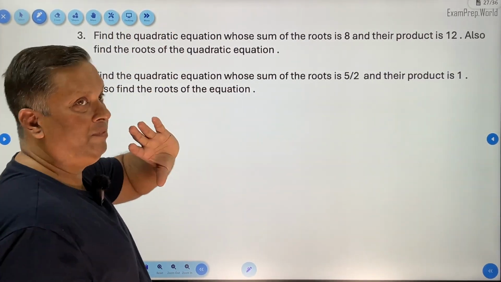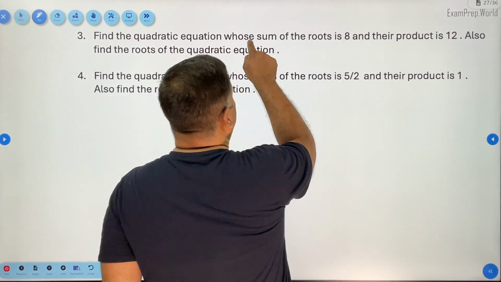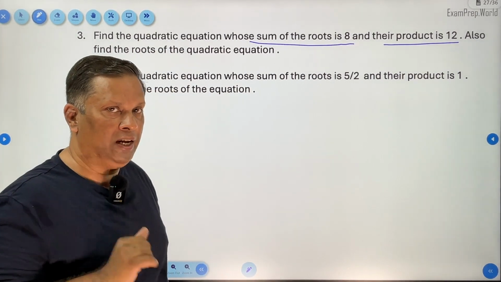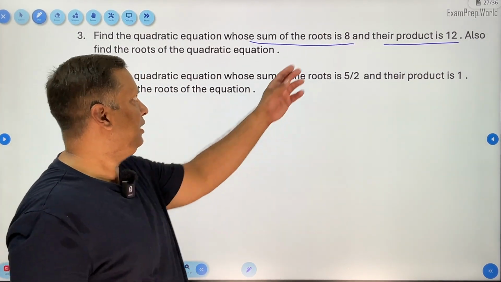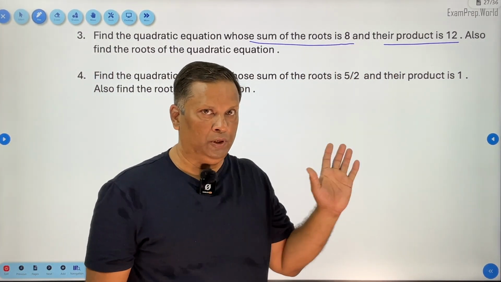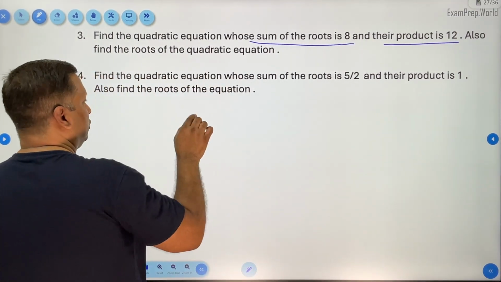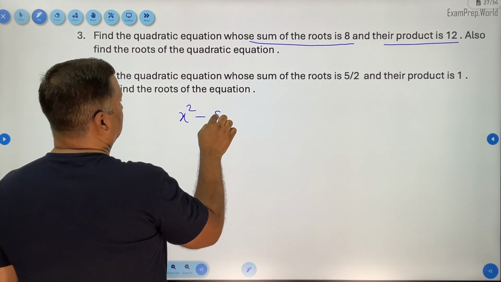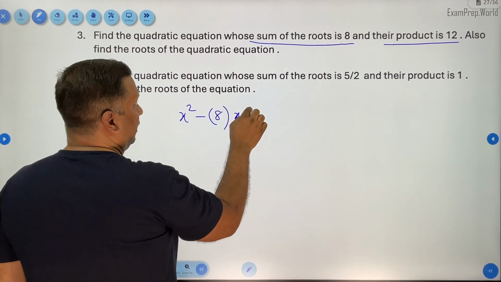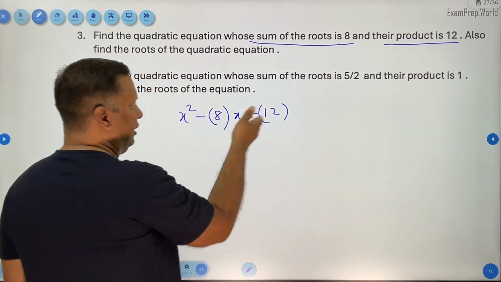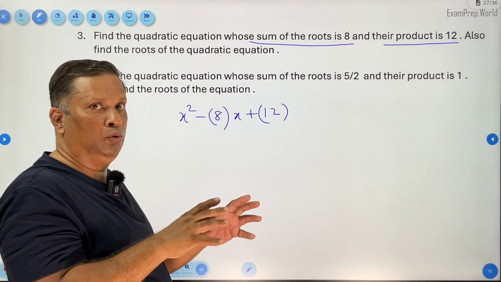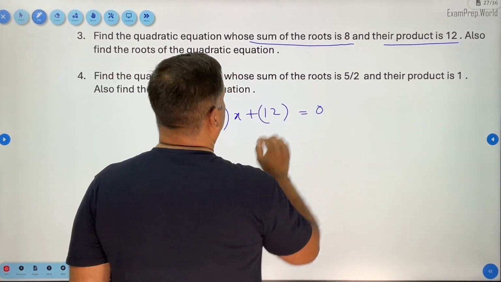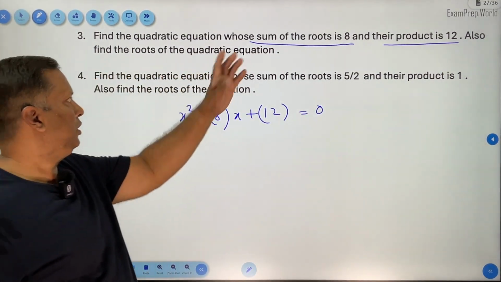Here, be very careful. The sum of the roots is 8 and their product is 12. They are not giving the roots, they are giving directly the sum of the roots. Many kids will directly apply this 8 and 12 in the previous formula and do it. No. This is different. Because he is telling the sum of the roots is 8, directly input it: x square minus (sum of the roots is 8) and product is 12. Directly input here. Don't use 8 and 12 as roots, they are the sum and product of the roots. Okay, equal to 0. Also find the roots of the quadratic equation. Can we find?